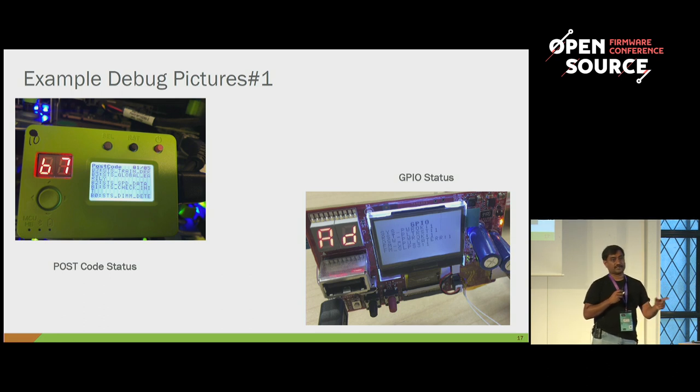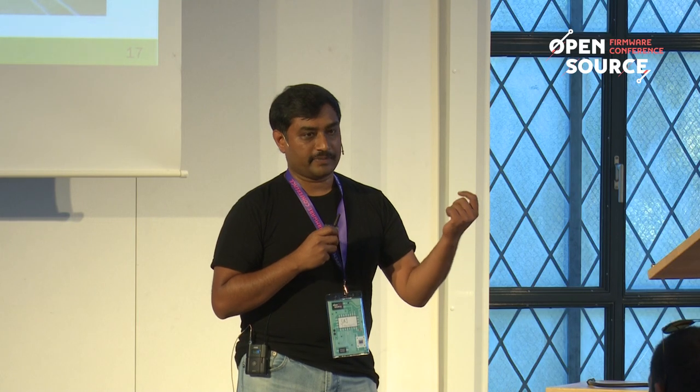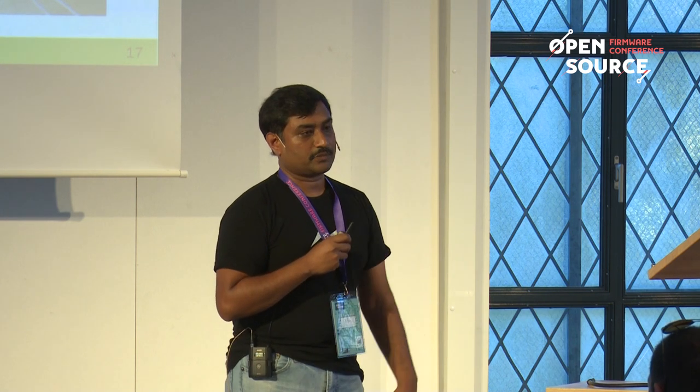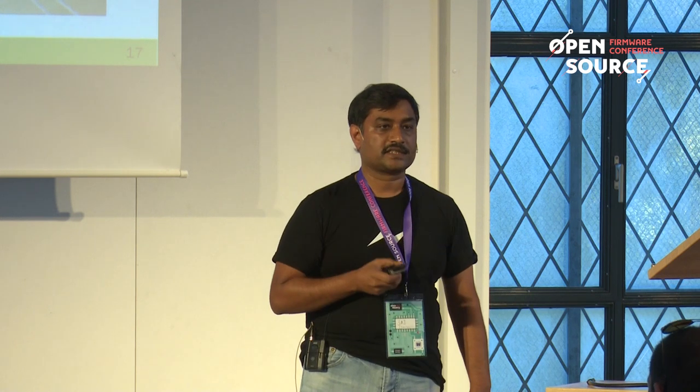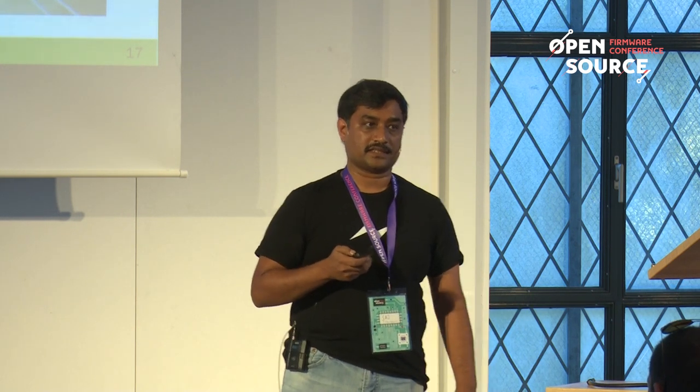We store about 16 postcodes in a single page, and you can go back and forth between pages. There is a button that allows you to go back and forth between the various information you want to get. On the left side, you can see the postcode. On the right side, you can see GPIO status, like PROCHOT and other critical signals. Is there anything wrong with the system?